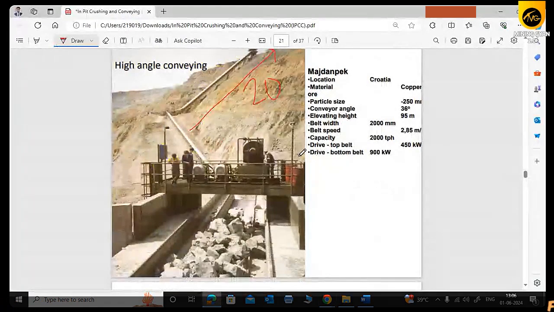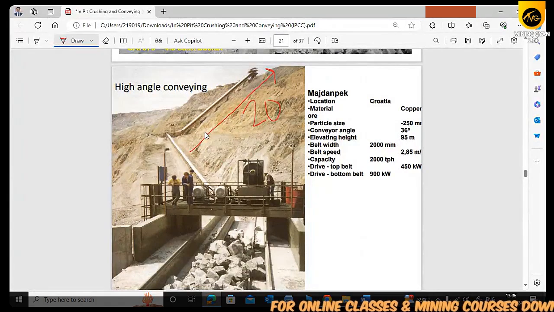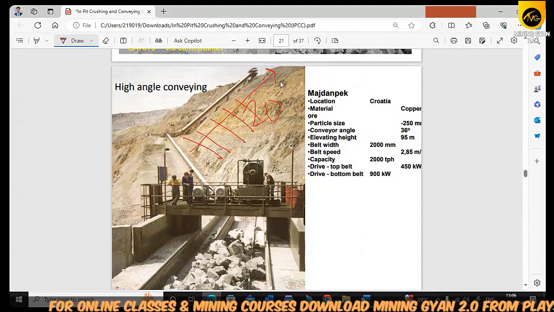In one class. So you see how a high angle conveying system is required. If you imagine that we dump this with the help of a dozer, dumper and shovel, what happens? We first have to make up 3 meters, then another 3 meters, like that. You have to merge this.